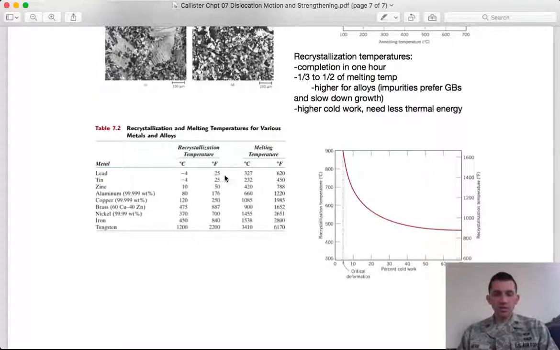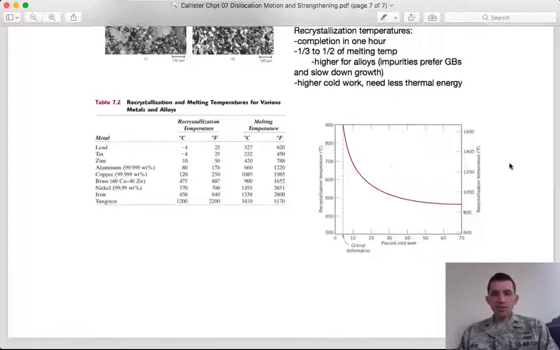And I think it's also interesting to note, I think this is a concept check in Callister, can you cold work lead or tin? Well, not at room temperature, because look at room temperature. It's above the recrystallization temperature. So if you cold work lead and tin and then sit on a shelf, it'll recrystallize. You'd have to keep that strain energy in there, you'd actually have to put it in the freezer.